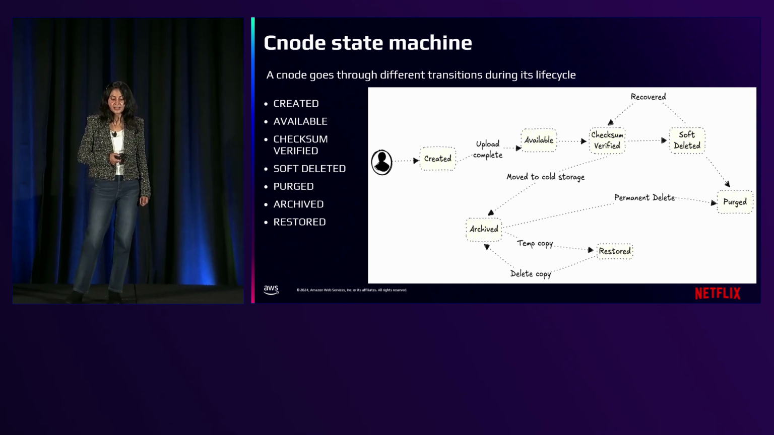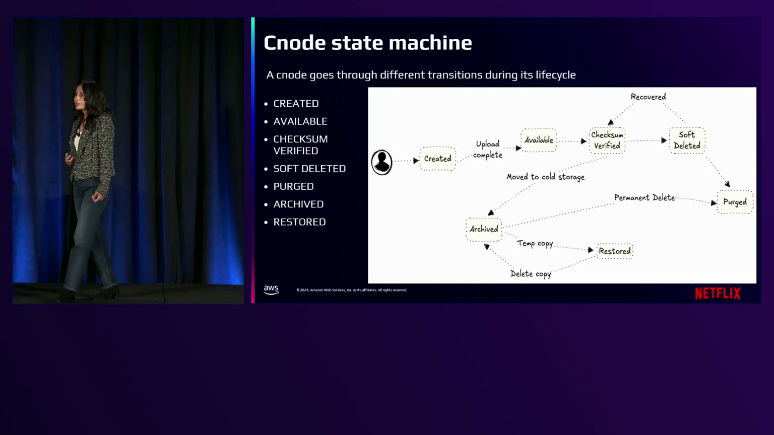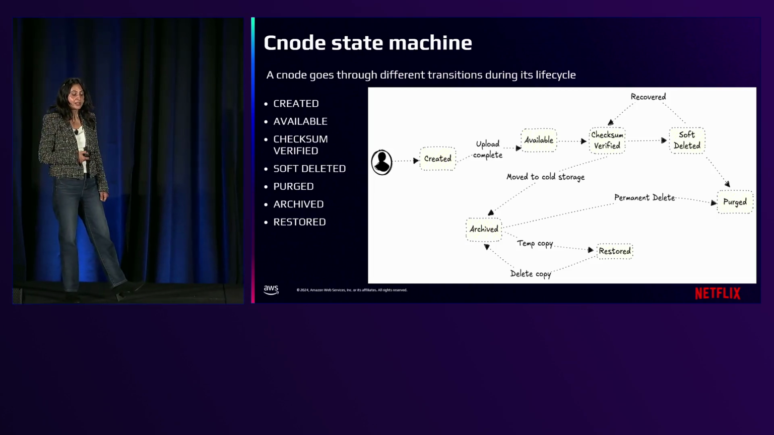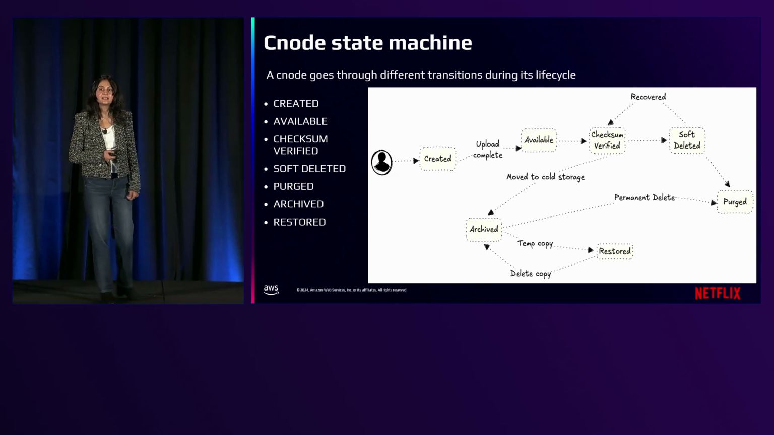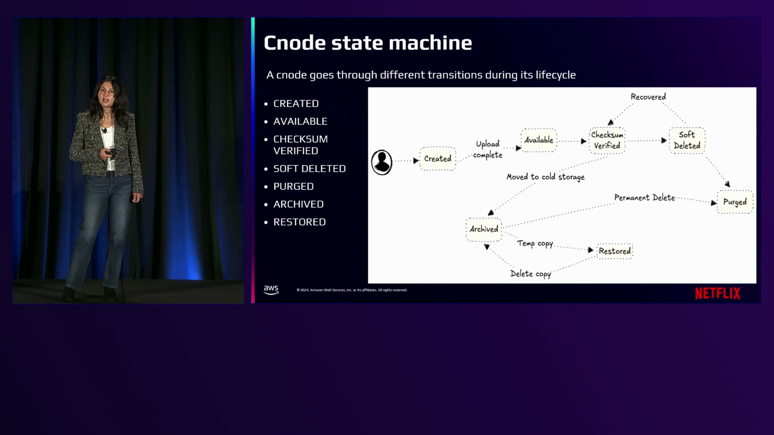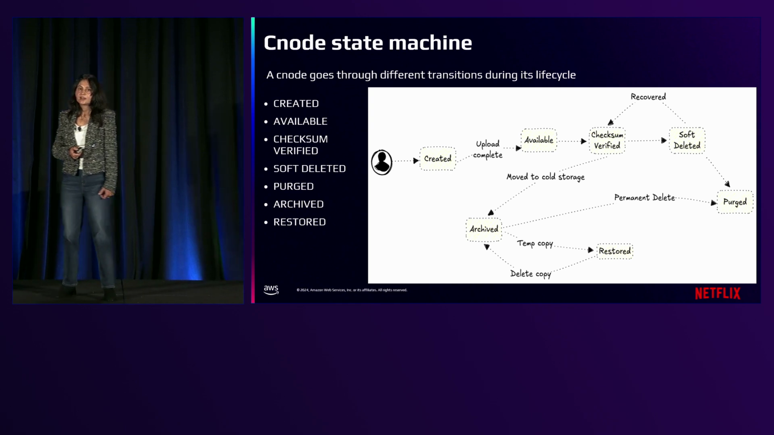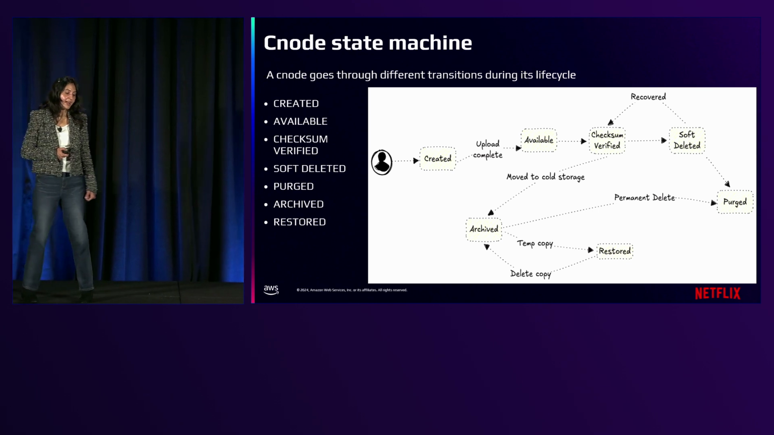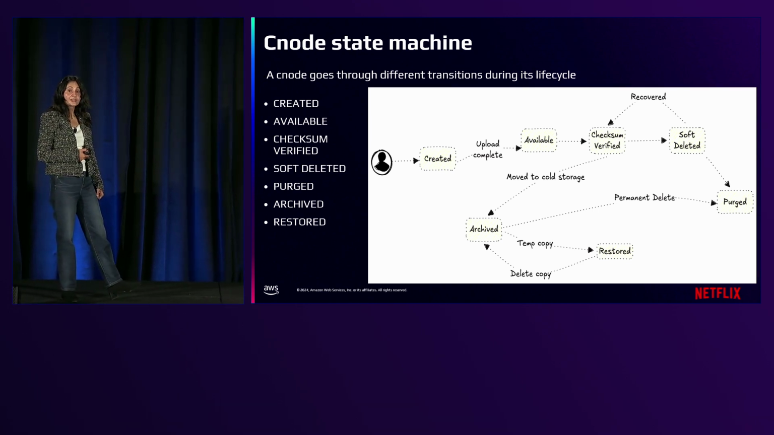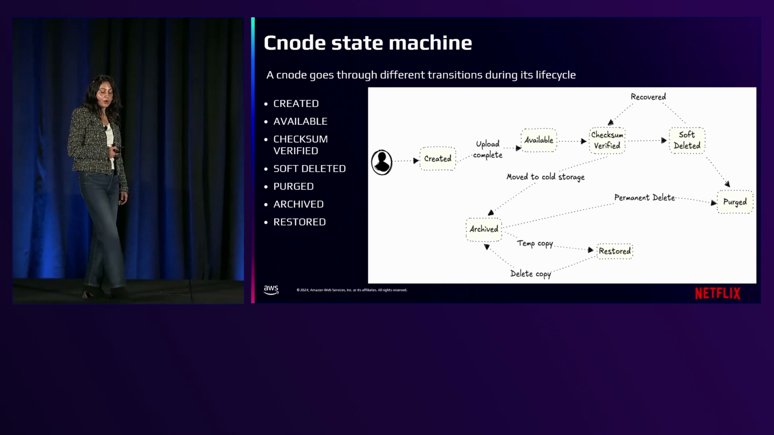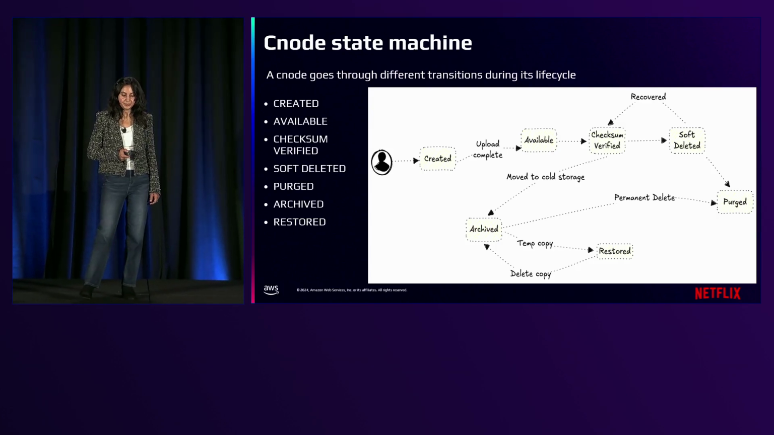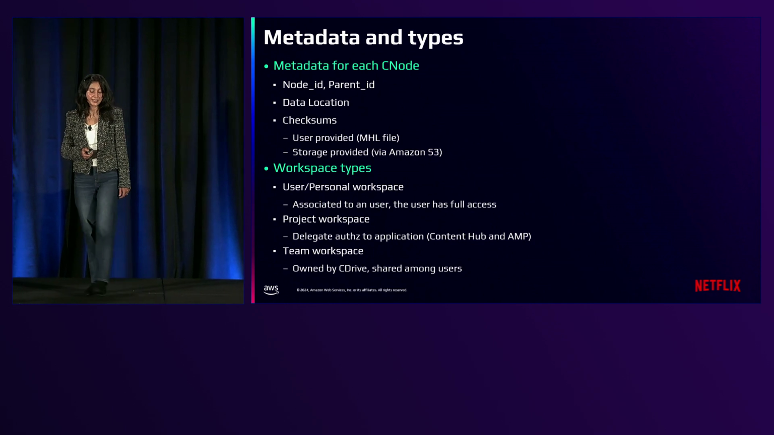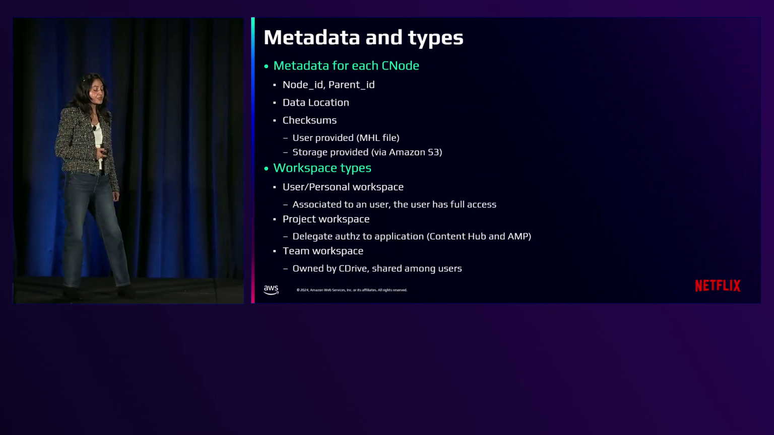Now with the data lifecycle management, we have added additional states such as archive, where a C node, once it's verified and the production has launched, we don't need it in the active live system. It is moved to the archive state where the actual data bytes are stored in Amazon Glacier. And a C node can also get restored based on production requirement. If a new season is renewed, it gets temporarily restored, or it can also get purged in case it's not needed any longer.